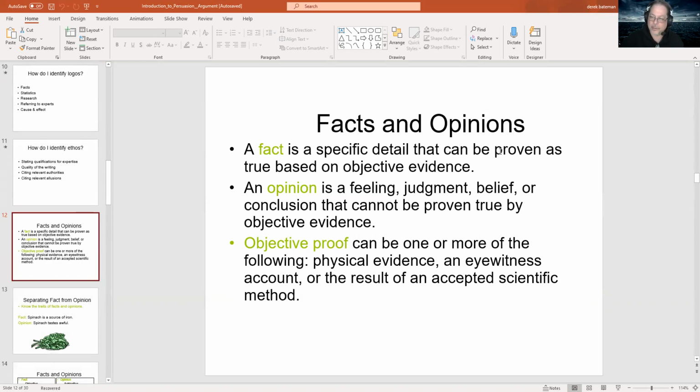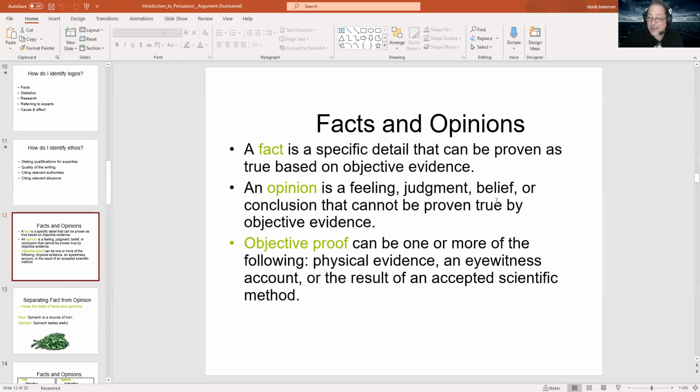Facts and opinions. Be careful with this one. A fact is a specific detail that can be proven as true based on objective evidence. A fact is a fact is a fact is a fact. There are no alternative facts out there. A fact is a fact. There are alternative interpretations of facts, but a fact is a fact is a fact.